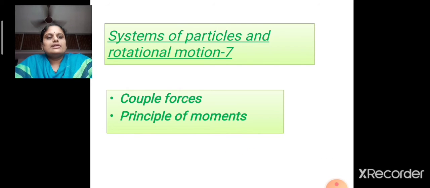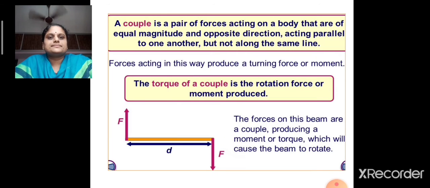In this module, let us discuss coupled forces and the principle of moments. A couple is a pair of forces acting on a body that are of equal magnitude and opposite direction, acting parallel to one another but not along the same line. The torque of a couple is the rotation force or the moment produced. You can see from the figure an example of a coupled force, which is equal in magnitude but opposite in direction.